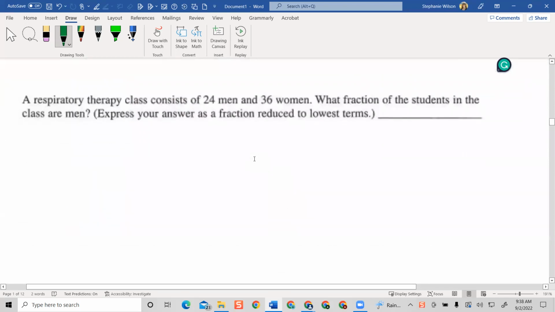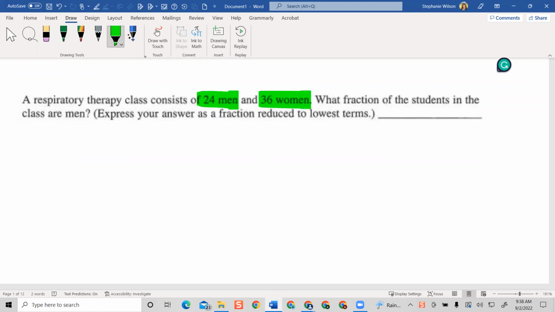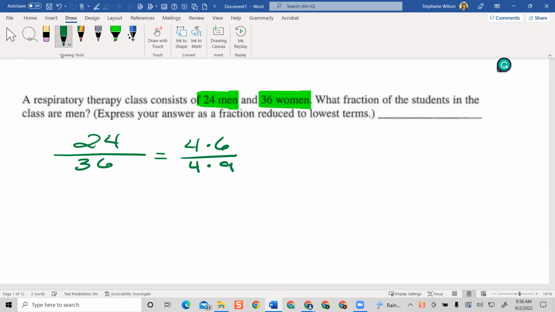Next application problem. It says a respiratory therapy class consists of 24 men and 36 women. What fraction of students in the class are men? So we're going to take the 24 men and we're going to divide it by the 36 students. Let's reduce it. Well, I know 4 times 6 gives me 24. 4 times 9 gives me 36. And the 4 is reduced. That leaves me with 6, which is 2 times 3, and 9, which is 3 times 3, and the 3 is reduced. So it leaves me 2/3 are men.